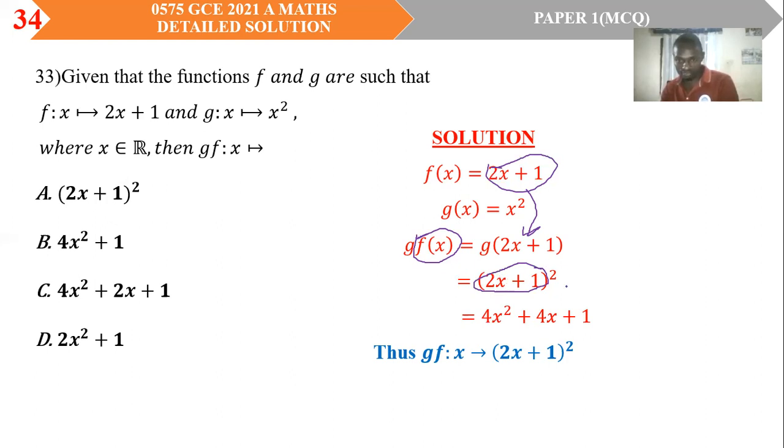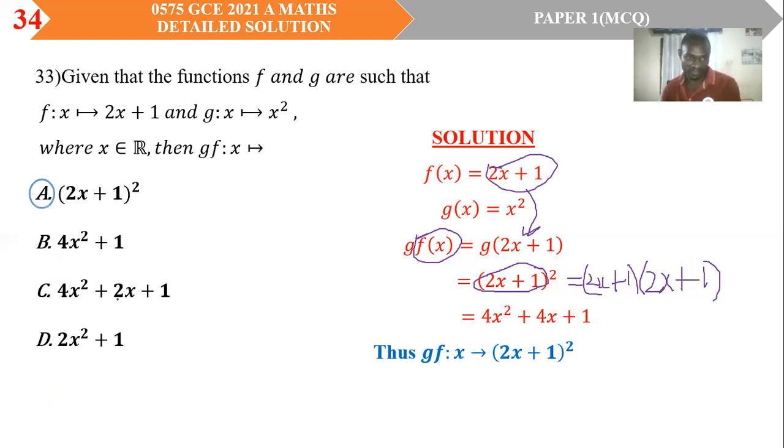2x plus 1 all squared is expanded as 2x plus 1 times 2x plus 1. When you expand, 2x times 2x gives 4x squared. 2x times 1 gives 2x. 1 times 2x gives 2x. 2x plus 2x, that's why you have 4x. 1 times 1 gives 1. So the answer is 4x squared plus 4x plus 1.